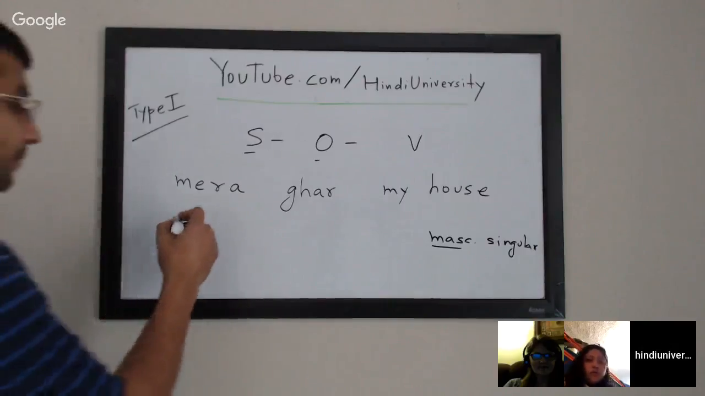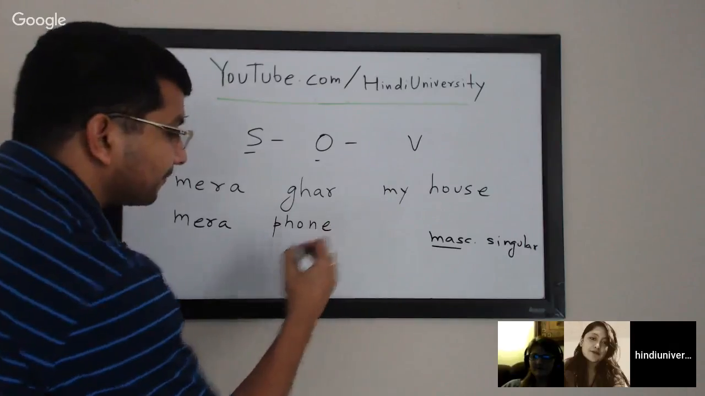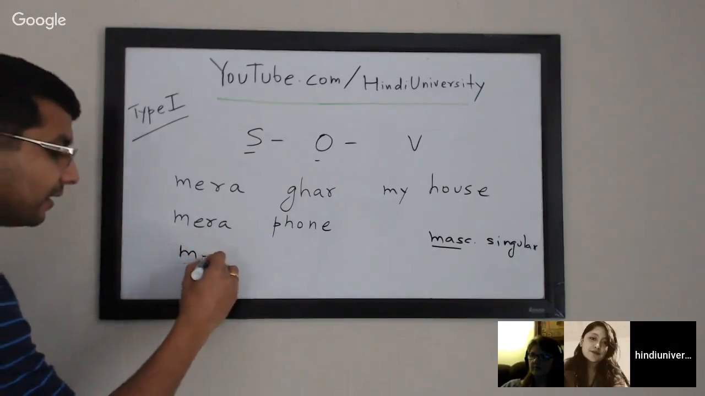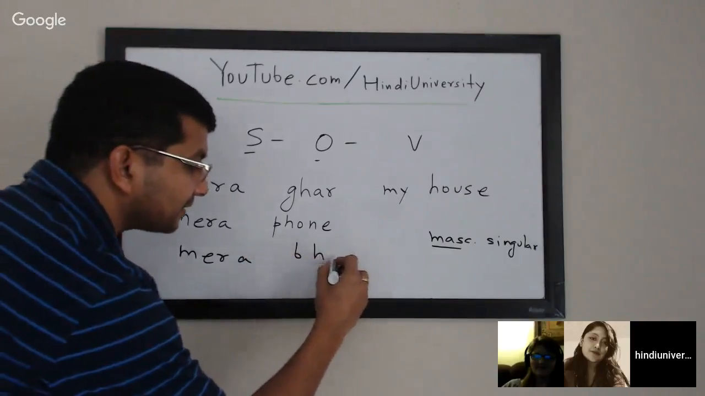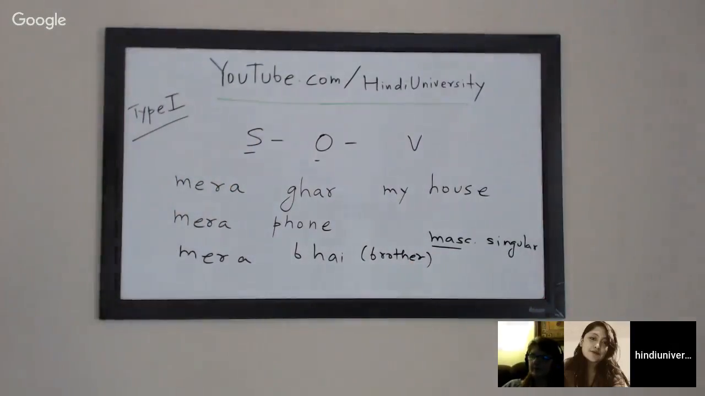Next one is mera phone. Mera phone number, or mera phone. Okay, my phone. Phone is also considered masculine singular. Okay, next one is mera bhai, my brother. Okay, mera bhai, my brother. Okay, let me take a pause here and see if you guys can suggest something. Which object will you use with mera? Let me take a quick pause to see what you guys can come up with.